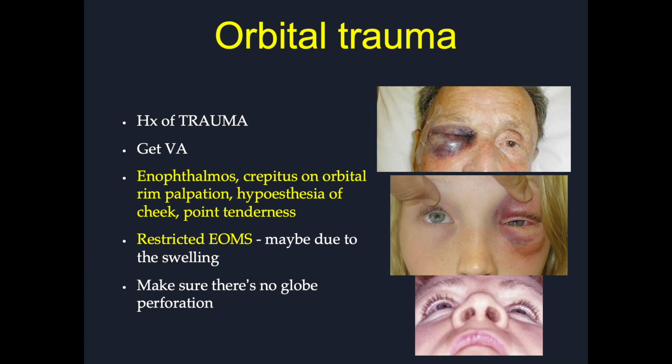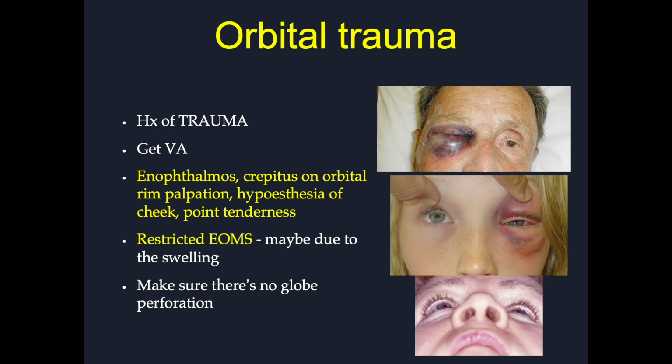Again, a history of trauma, but this time the bones are involved. So we have an orbital trauma. And what signs would you watch out for? You watch out for enophthalmos, crepitus on the orbital rim during palpation, loss of sensation in the cheek, point tenderness, and most importantly, if there is any restriction in eye movement. Well, this may be due to the swelling. Again, you have to make sure there is no globe perforation. Also check the visual acuity.